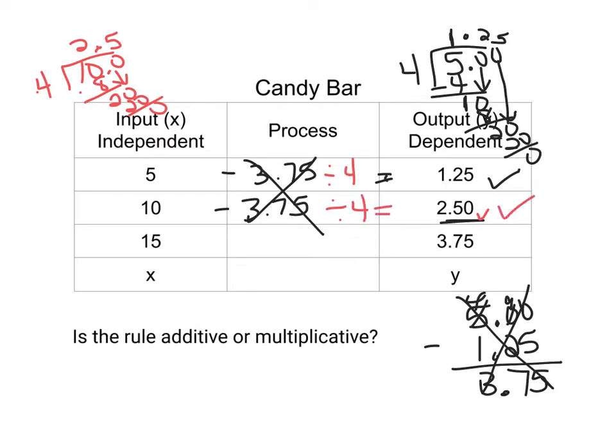So let's try 15. 15 divided by 4. So 4 into 15 is 3 times, which is 12. Remainder is 3. Add a decimal and a 0. Bring it down. 4 into 30 is 7 times, which is 28. Remainder is 2. Add a 0, bring it down. And 4 into 20 is 5 times. So that means 3.75. That's 3.75, so it is divided by 4.